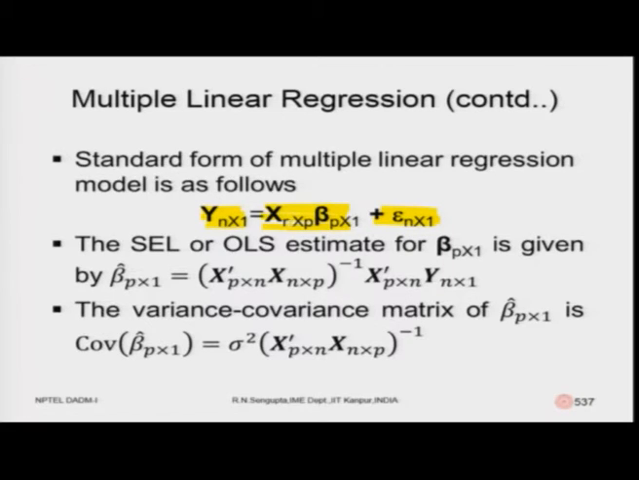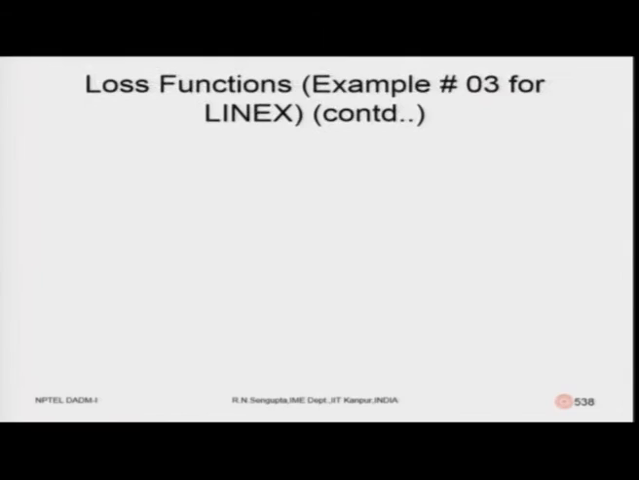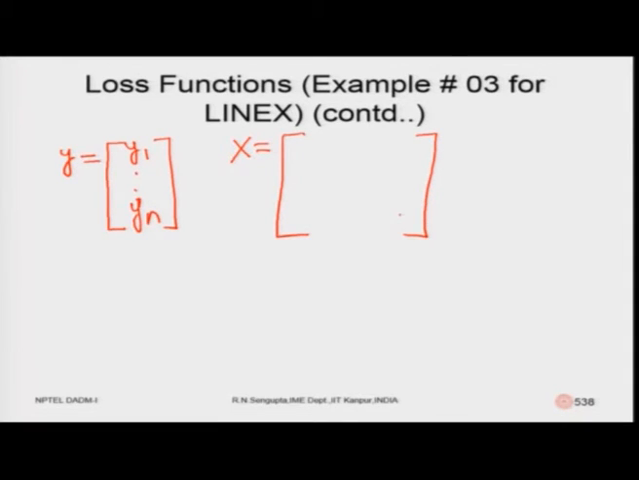So, n cross 1 equals n cross p into p cross 1, which is again n cross 1, plus n cross 1. So, obviously, the dimensionality is maintained. We have done that, but still I will repeat it. Y, this is capital Y, is equal to y 1 till y n, and x is equal to this n cross p matrix. I will write down the values.